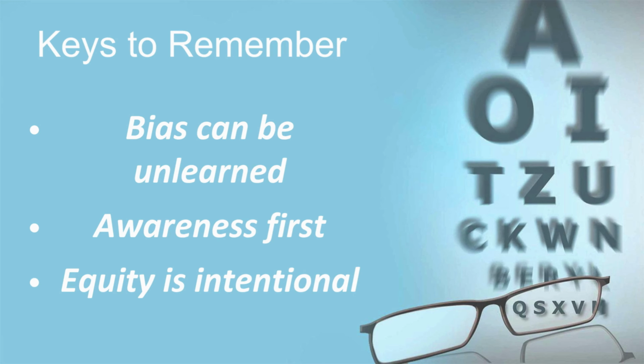So what are some of the keys to remember? Bias can be unlearned. If you have them, you can unlearn them. Awareness is first, and equity is intentional. You have to be intentional about what you're doing.